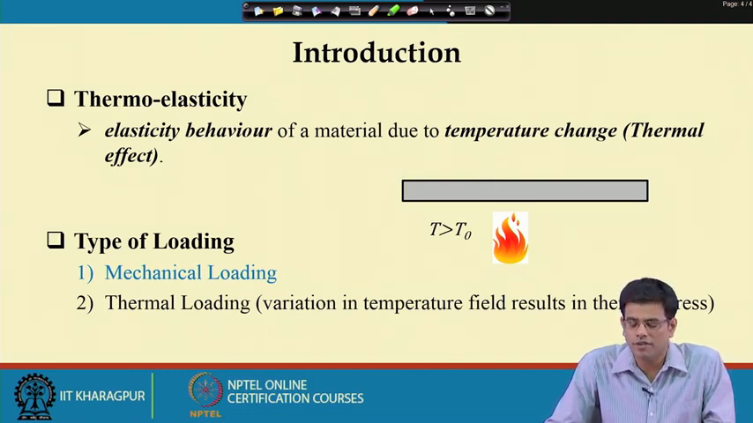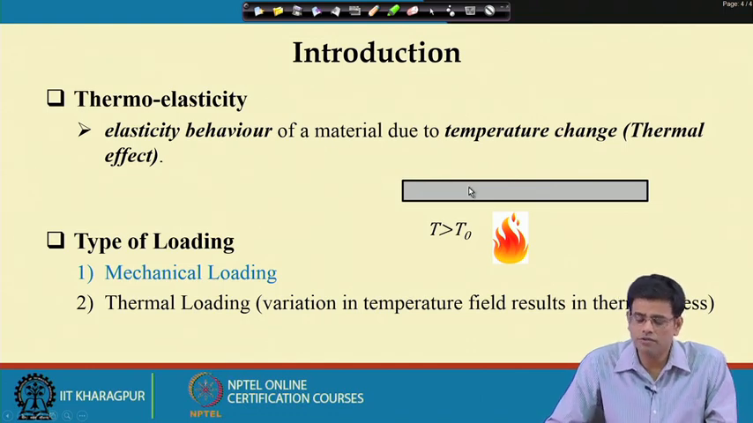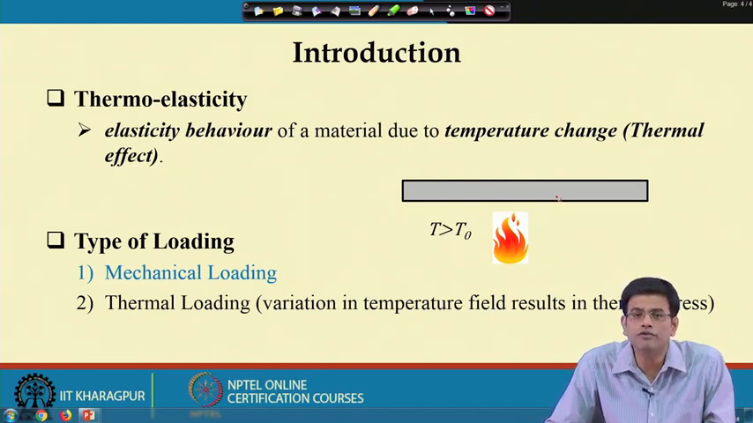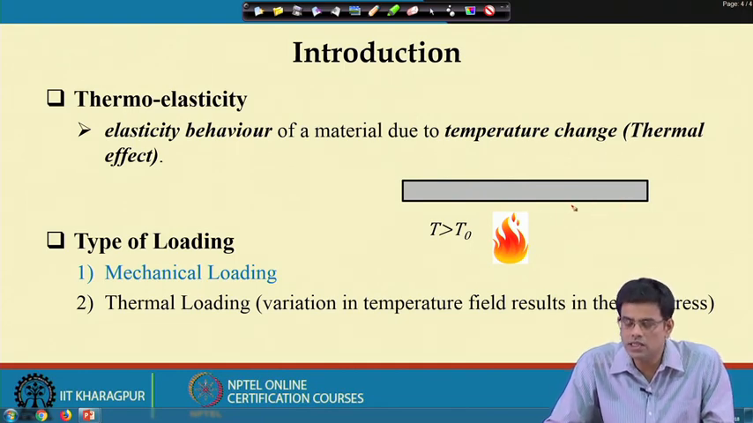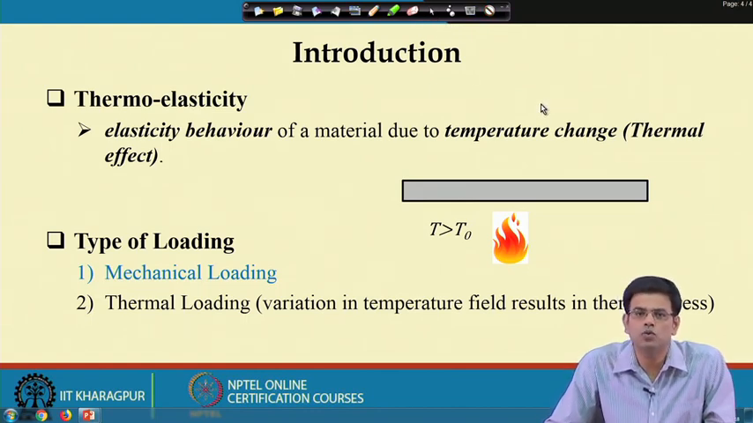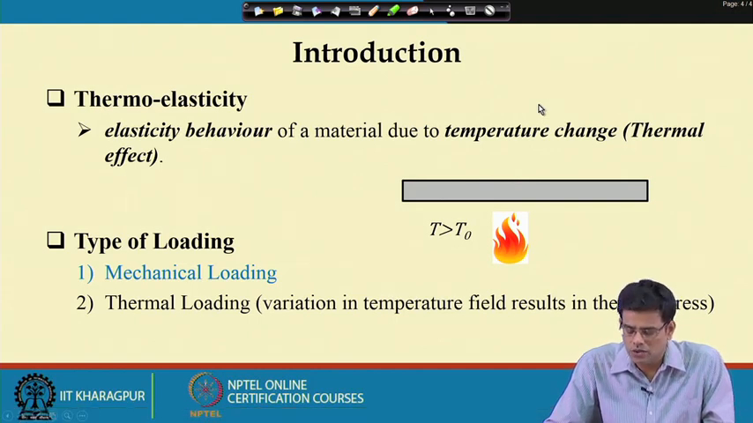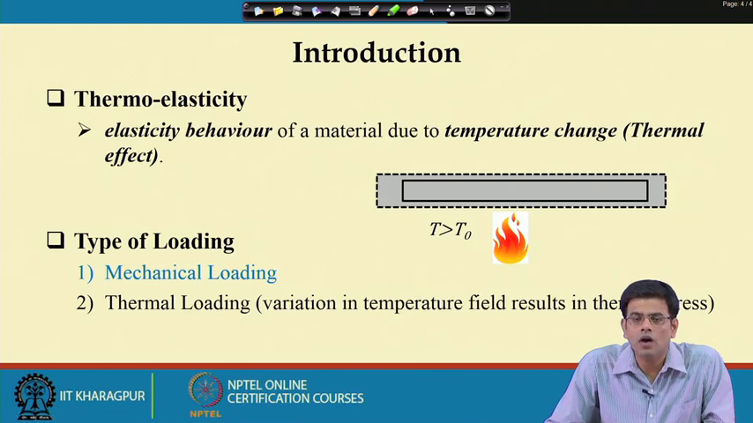For instance, this is a bar, and I want to heat it uniformly, with the assumption of uniform heating. If I heat it, it will expand. So what will happen if I heat this bar uniformly everywhere? It will expand like this. Now the question is, if there is no mechanical loading, will thermal stress be generated? The answer is no, because it is freely expanding, so there will be no thermal stress generated.